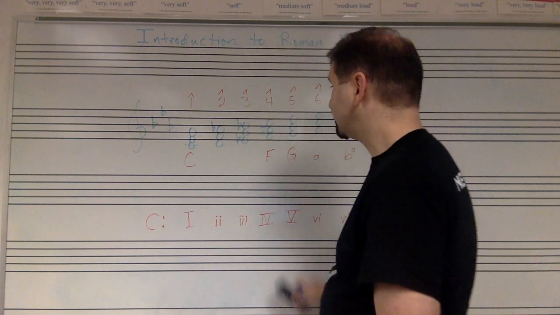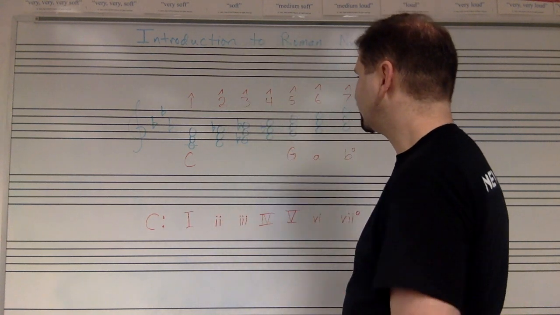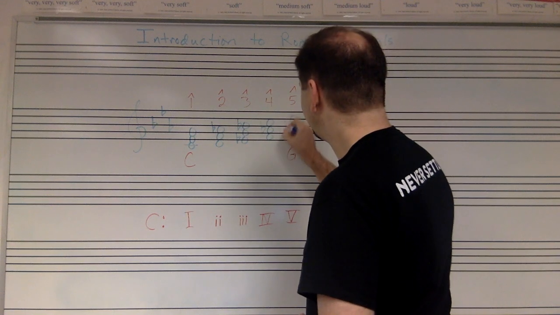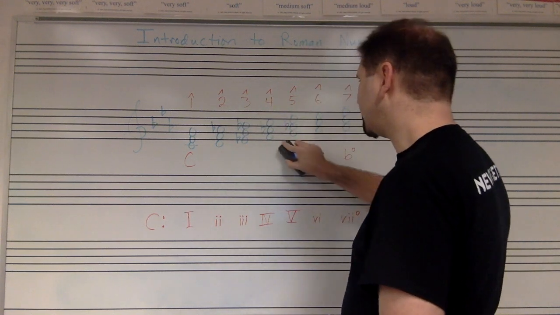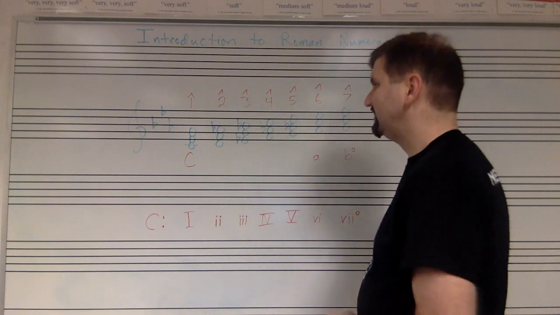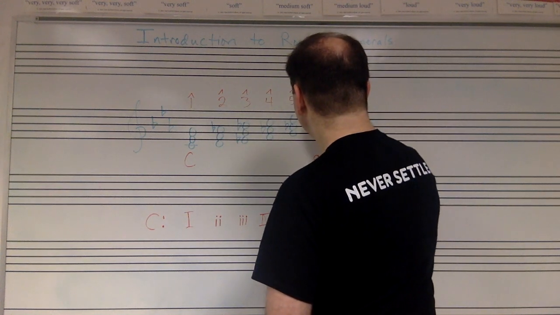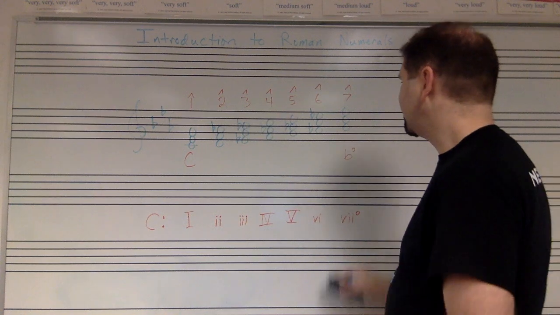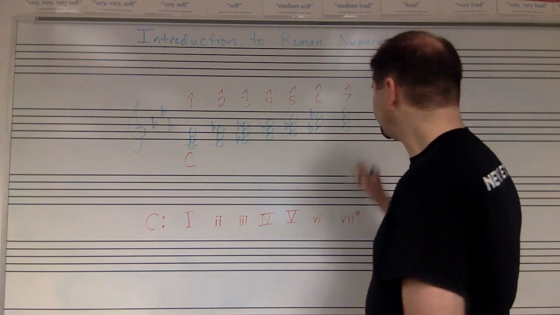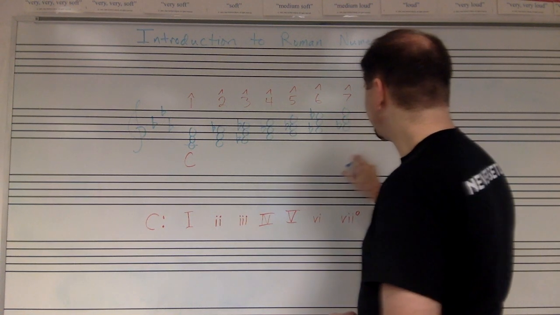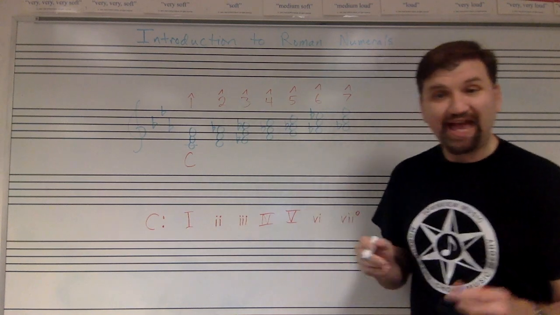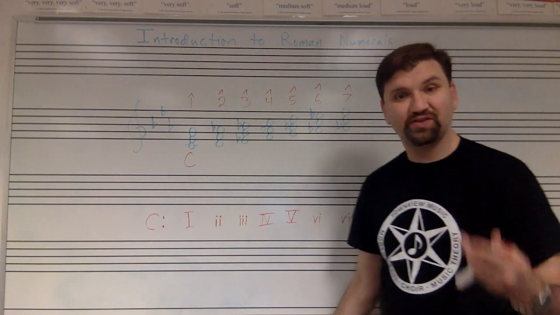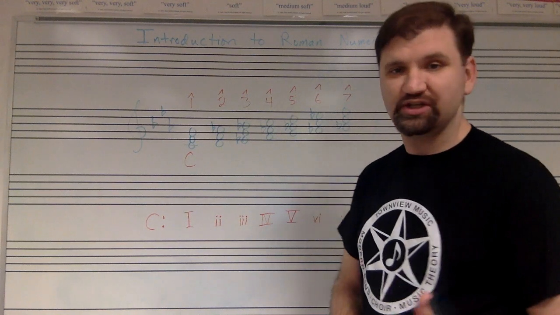This one has an A flat, so it's not F major. And this one has a B flat, so it's not G major. This one has an A flat and an E flat, so it's not A minor. And this one has a B flat, so it's not B diminished. Every chord except the first one changed its quality.